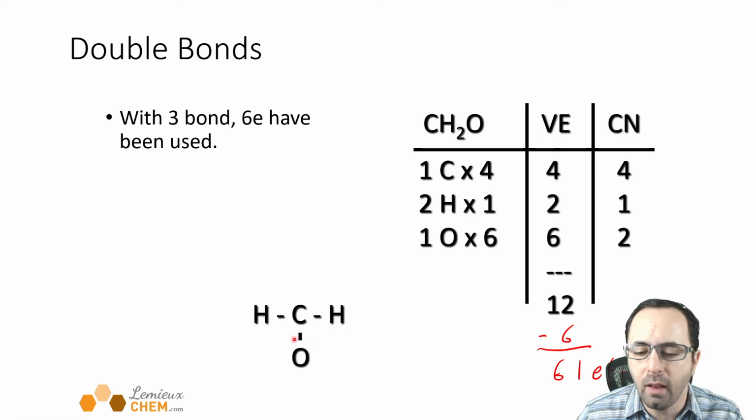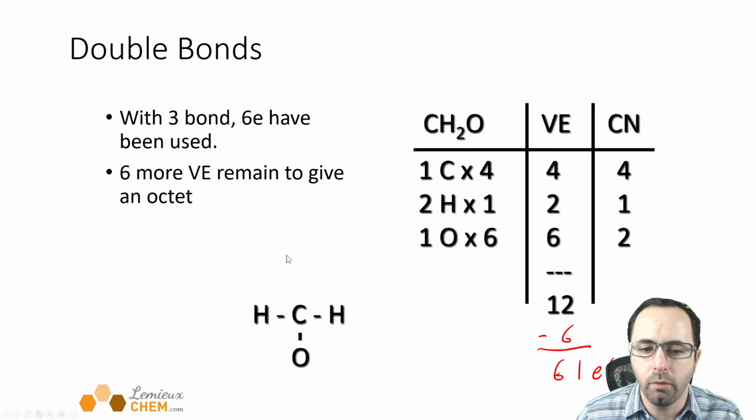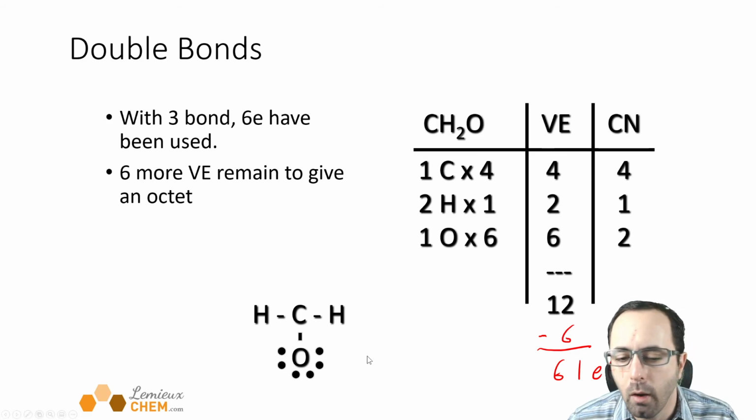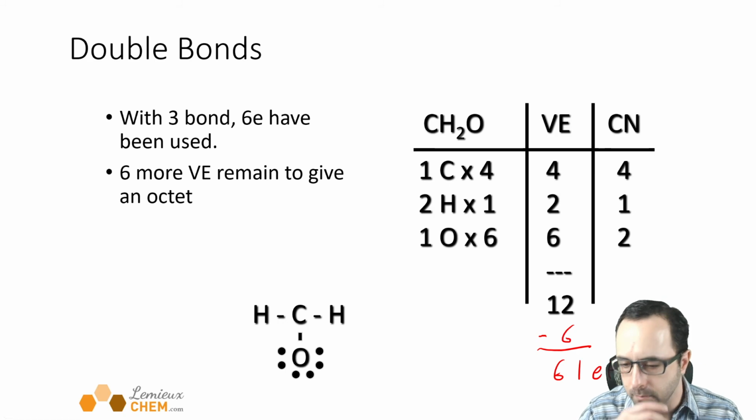So the only outside atom we have left that isn't in the center is the oxygen. So we're going to put 6 electrons as lone pairs on the oxygen. We're going to do 2 here, and 2 here. 6 more valence electrons give an oxygen octet. 2 here, and 2 more right there. Boom. And so now our oxygen has an octet.